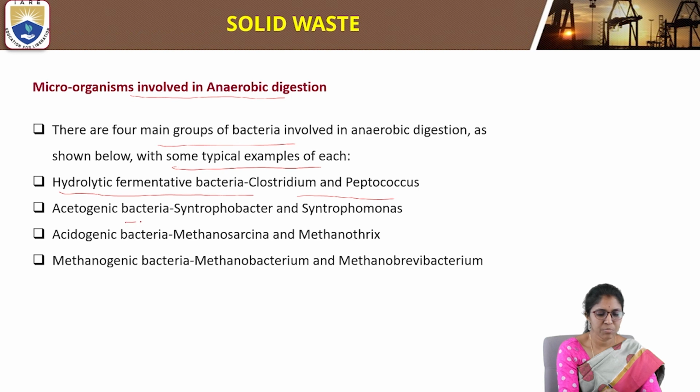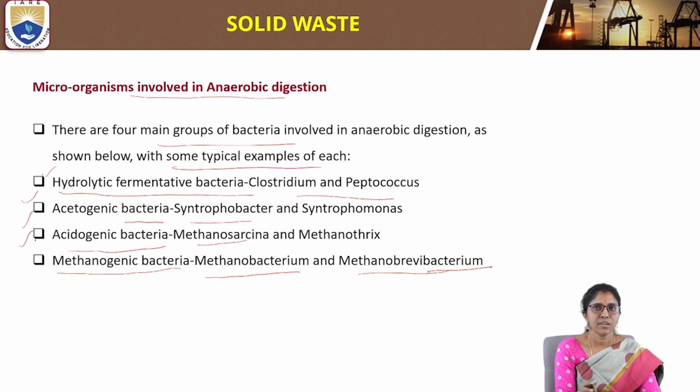Then acetogenic bacteria, for example Syntrophobacter and Syntrophomonas. And then methanogenic bacteria, for example Methanosarcina and Methanothrix, Methanobacterium and Methanobrevibacterium. So four types of bacteria are involved in the anaerobic digestion: hydrolytic fermentative bacteria, acidogenic bacteria, acetogenic bacteria and methanogenic bacteria.